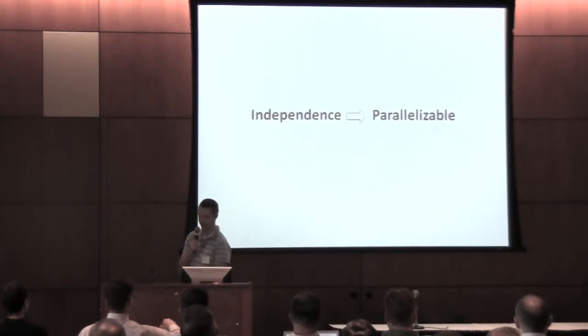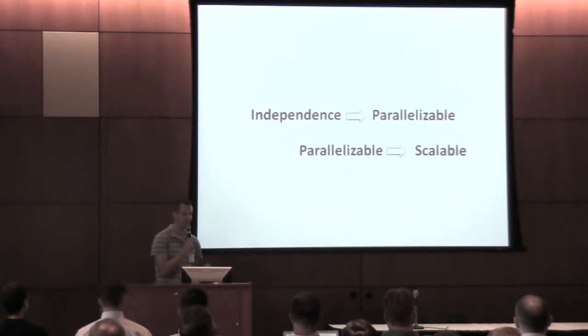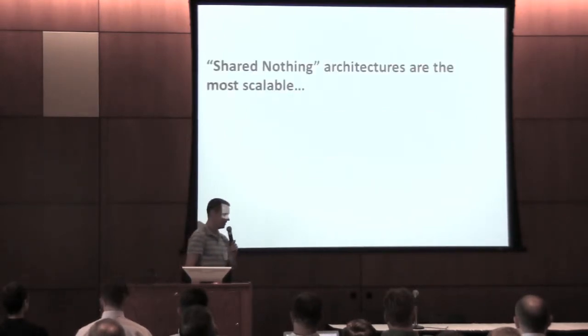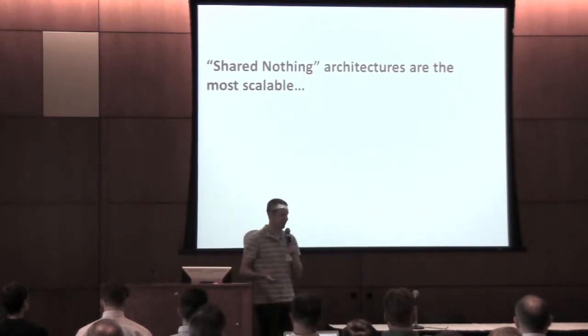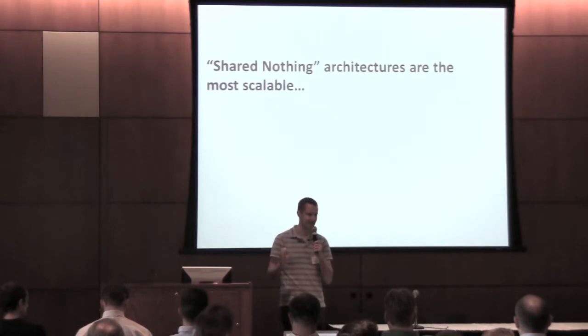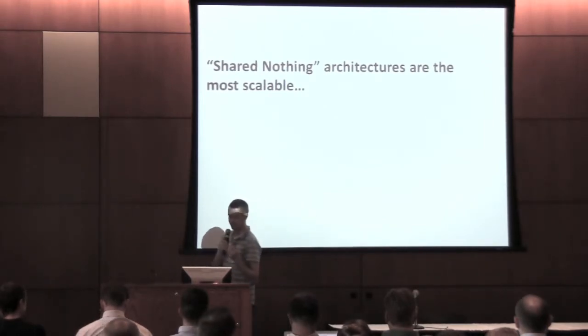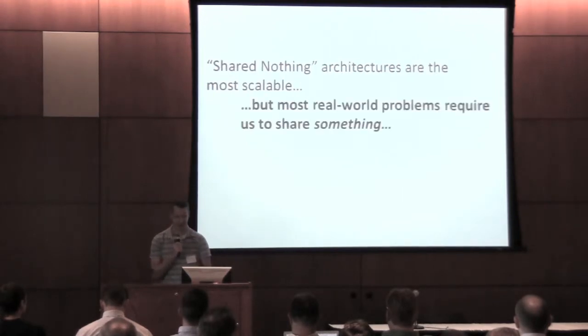You can throw more hardware at it and then scale with that growth. And if something's parallelizable, well, it's also scalable. So this kind of leads us to this shared nothing architecture. You may have heard this term. It's becoming a little bit of a buzzword, where shared nothing architectures are really greatly scalable because they don't share anything between the states.